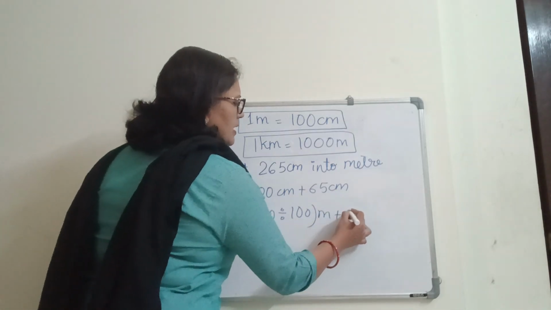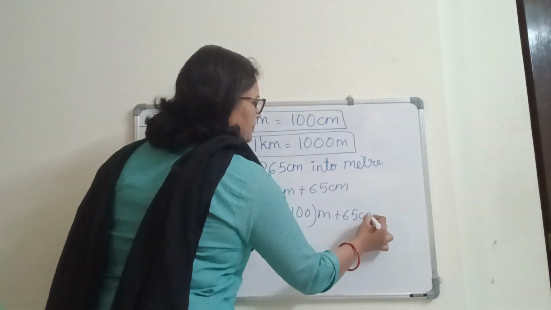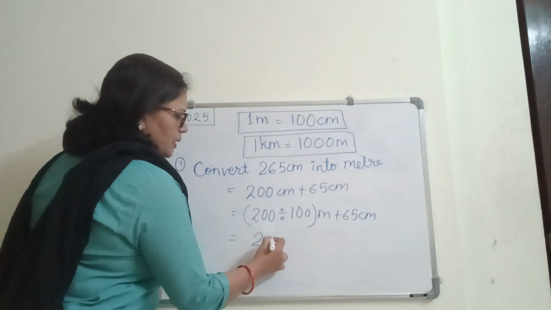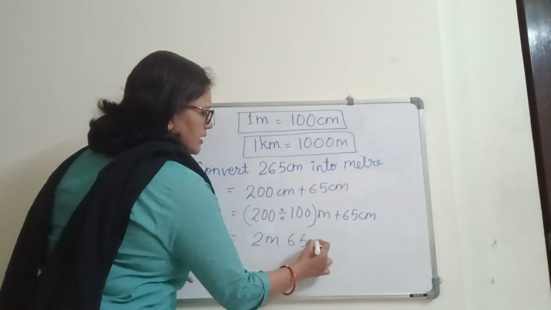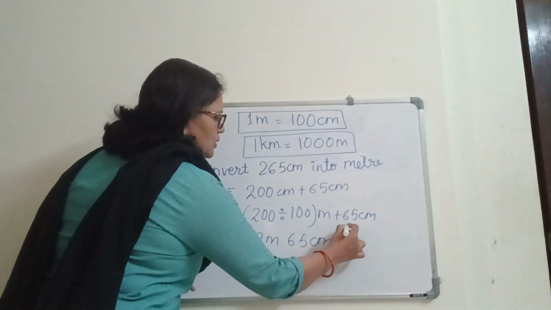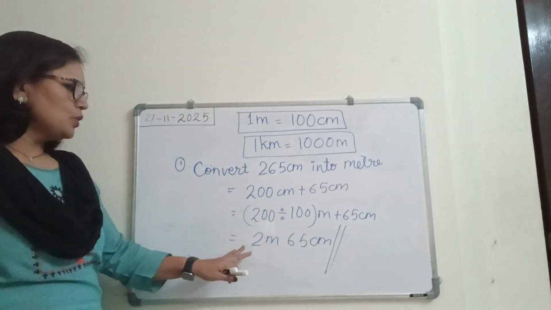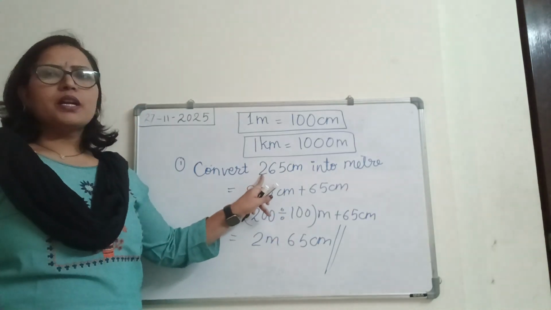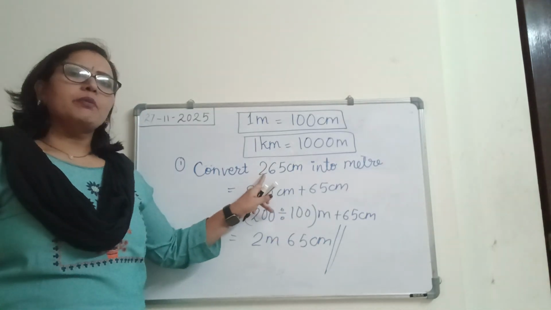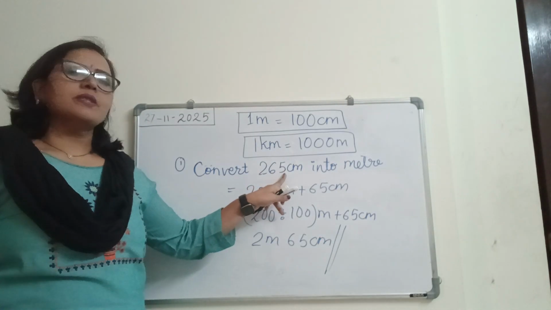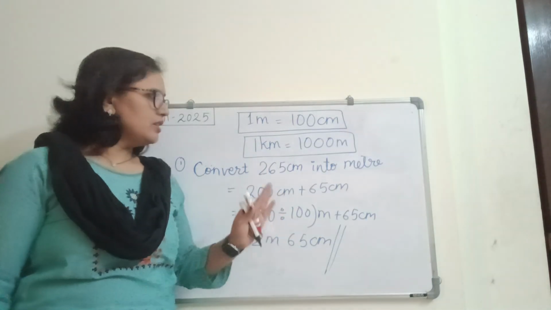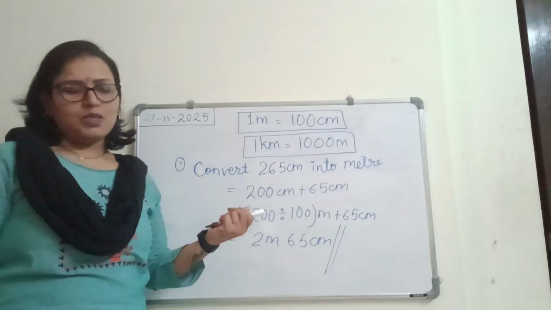meter plus 65 centimeter. Now these two zeros will cancel with this. This is 2 meter 65 centimeter. So we have converted this into 2 meter and 65 centimeter, because 200 is given. So 200 means 2 meter, and 65 centimeter as it is. So this way you can convert the bigger number also.